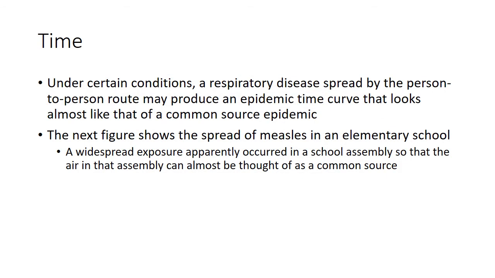Now, in some cases, you can have person-to-person spread of a disease appear almost like a common source exposure. We'll show you a curve of this in just a second, of measles that had an outbreak in an elementary school. This could all be tracked back to a school assembly where everyone was in the same room together. The air was a common source of exposure in just that area. And so you can see what the curve will look like here.